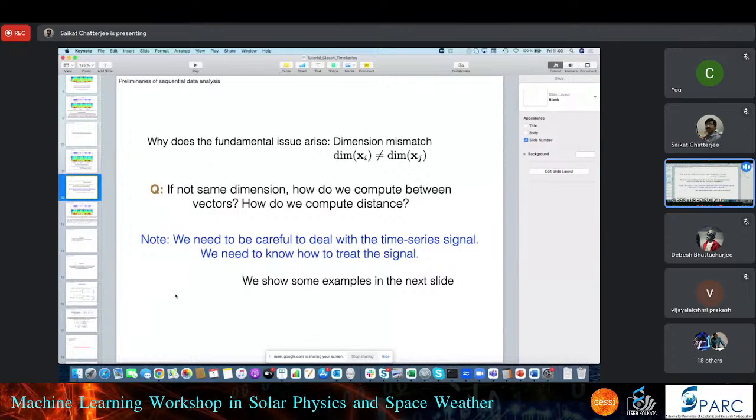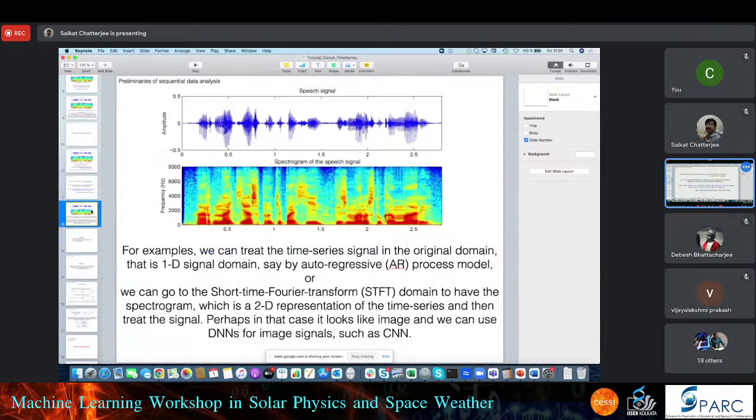Okay, so that's what I said here. Why does this fundamental issue arise? Dimension mismatch. If not the same dimension, how do we compute between vectors? How do we compute the distance? This is a practical problem. And the note is that we need to be careful to deal with this time series signal. We need to know how to treat this signal. Okay. Now I will show you some examples in the next slide.